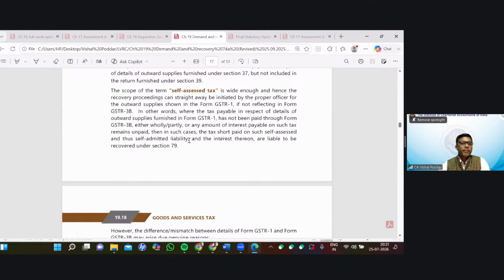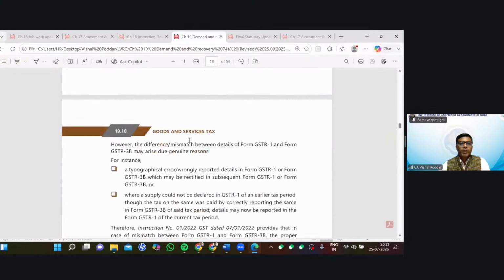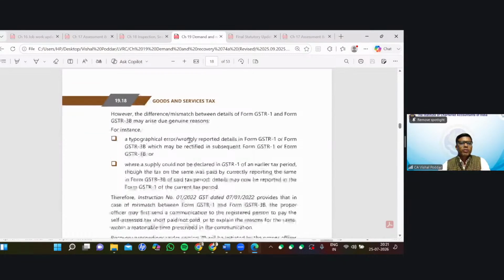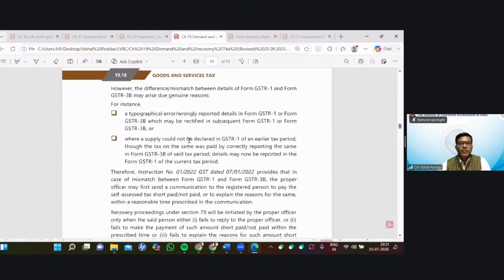So means what? So whenever you yourself have declared something in GSTR 1 and not paid in 3B, it is your self-assessed liability. There is no need for the officer to issue notice and do the entire procedure. The officer can recover this amount directly under 79.